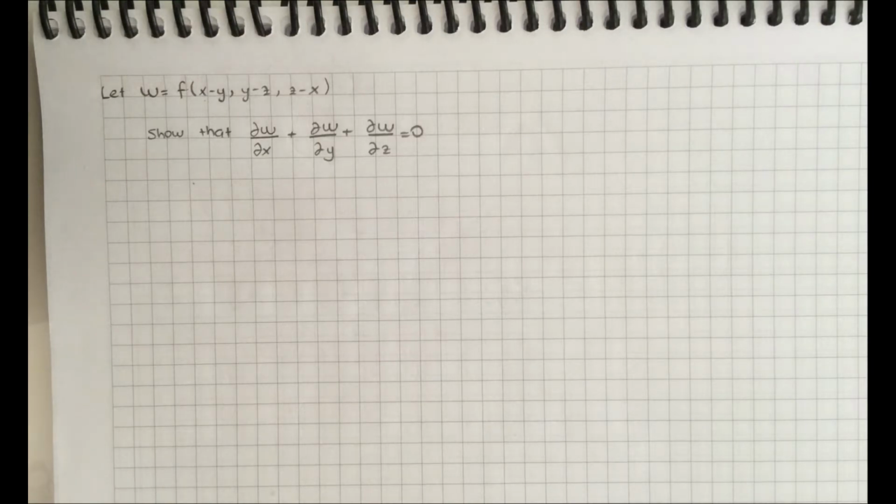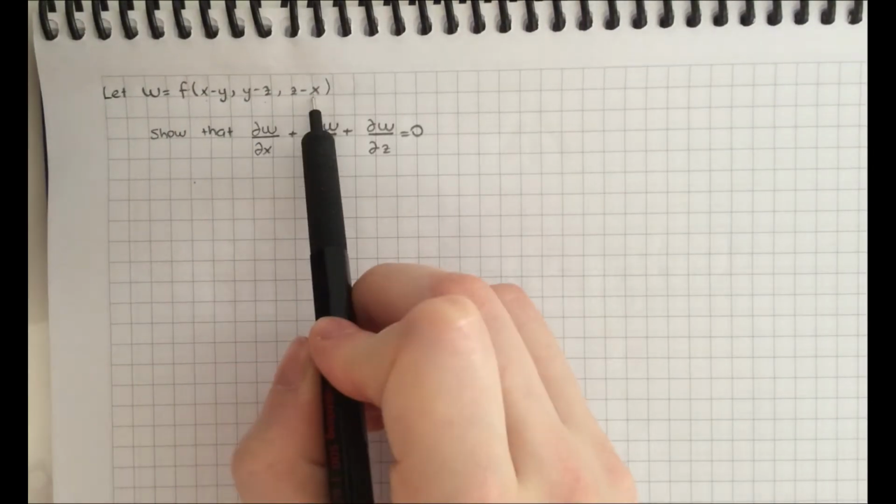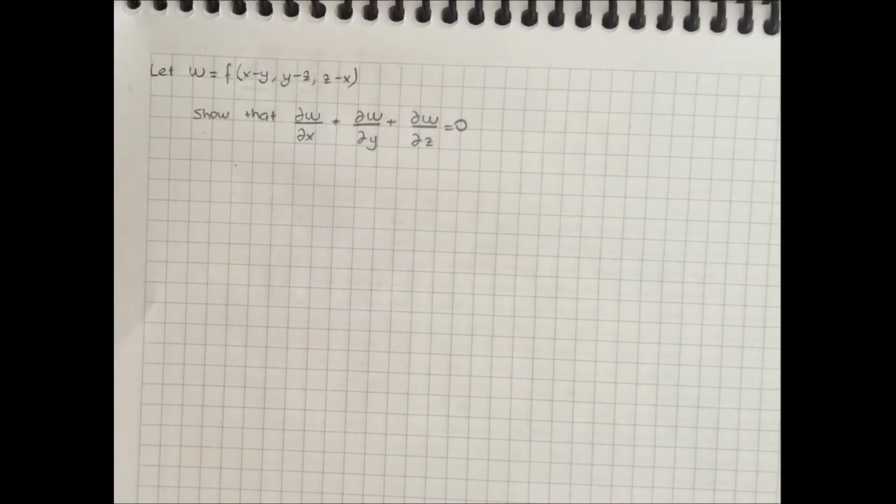The question is asking that the main function w is equal to f, and f has inner arguments by itself, which are x minus y, y minus z, and z minus x. And the question wants us to show that the sum of the partial derivatives with respect to x, y, and z is equal to 0. So the first thing that we have to do is give new names for the arguments of f.